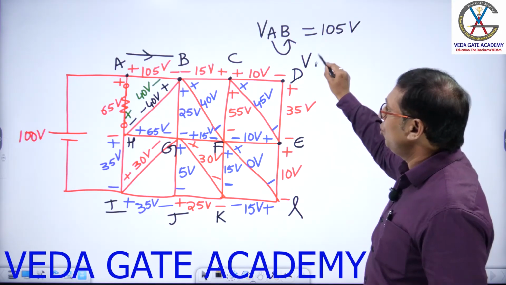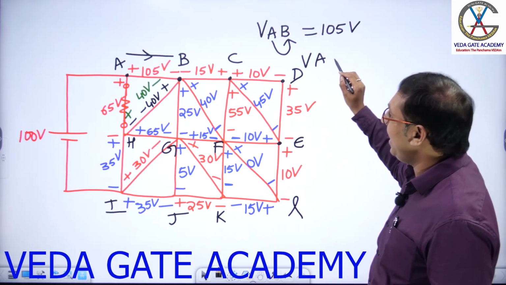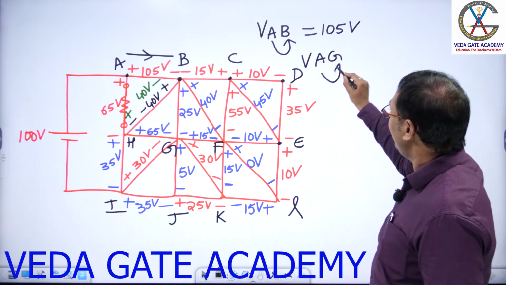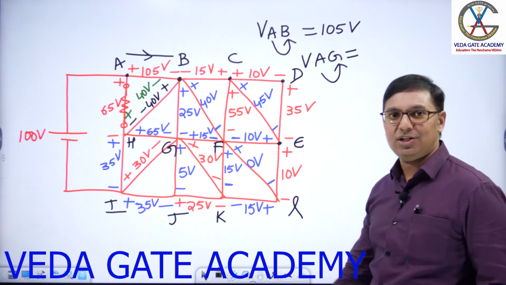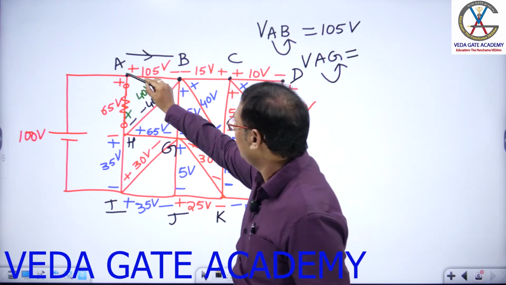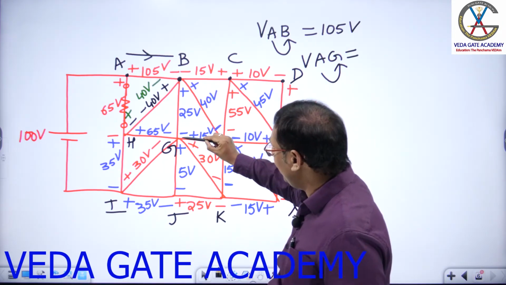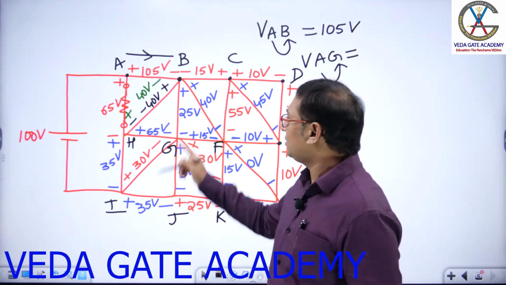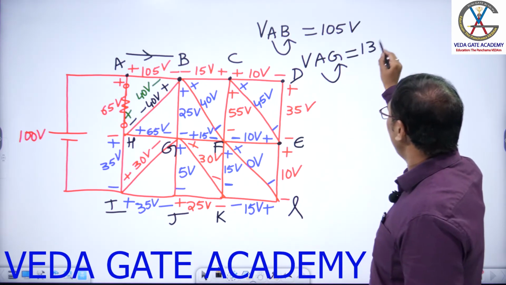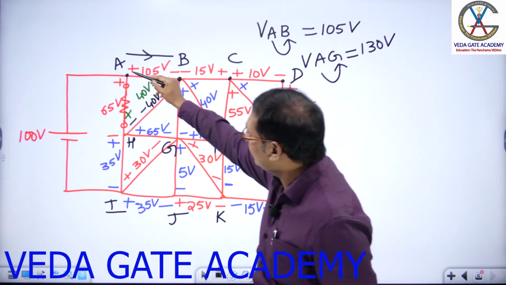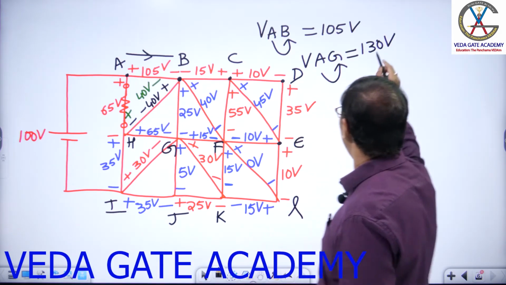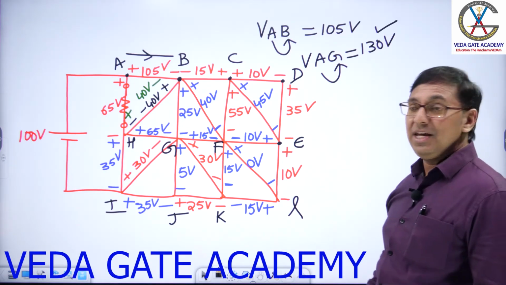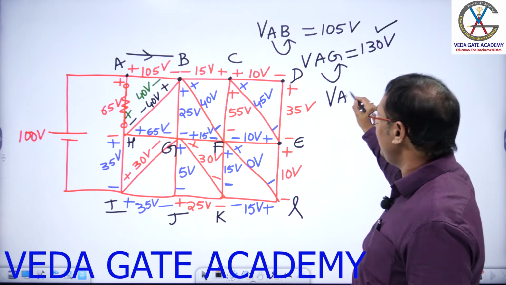If I ask you, what is VAZ? Start at A, go to Z, following KVL sign convention. Any possibility? You come like this. 105 plus 25. How much? 110 plus 20. 130 volts. Or you come like this. Plus 65 plus 65. How much? The same 130 volts.